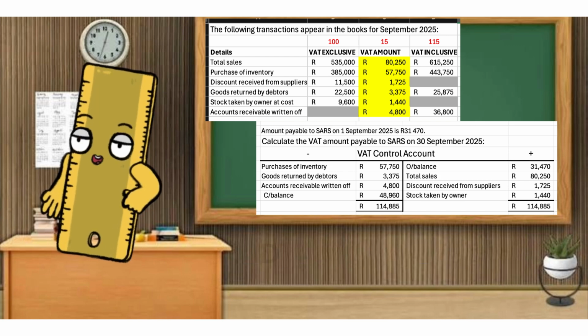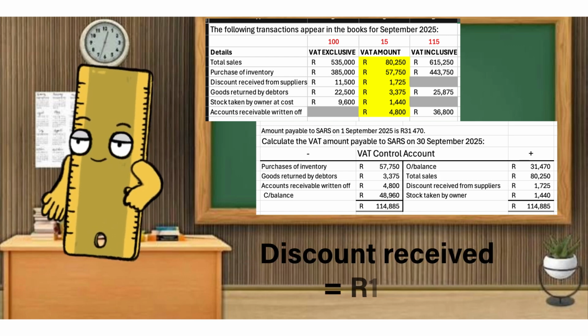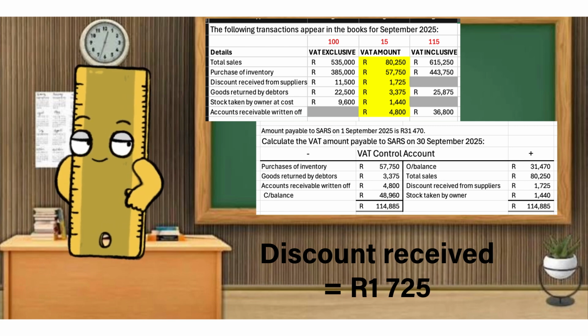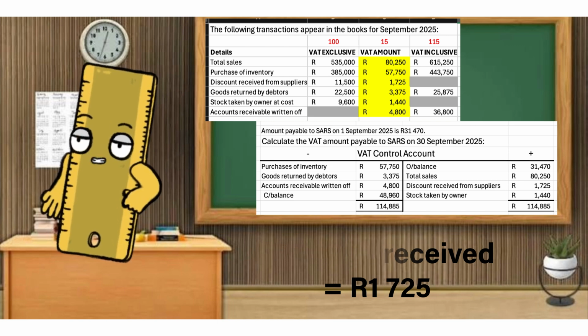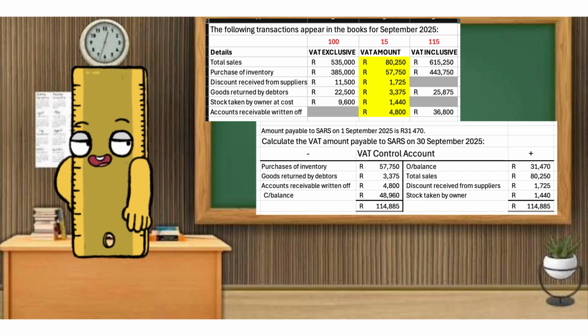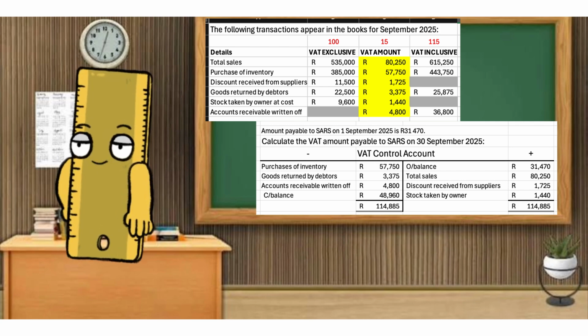Discounts received amounted 1725. If a supplier gives us a discount, it means we paid less for our goods. So the VAT we claimed back was also less. This makes the VAT we owe SARS a little bit bigger.